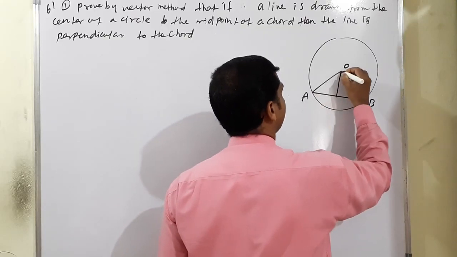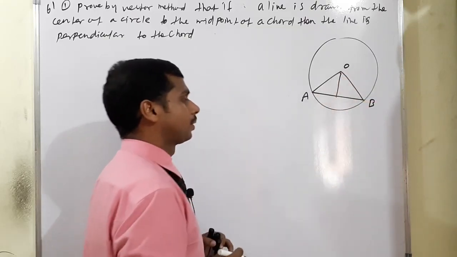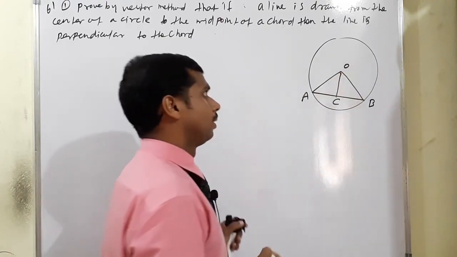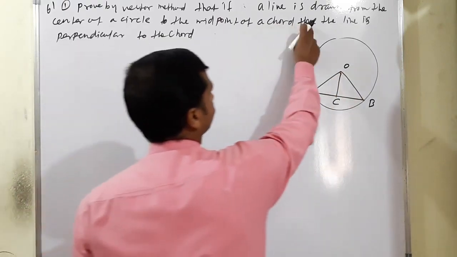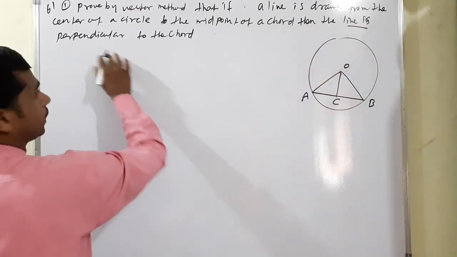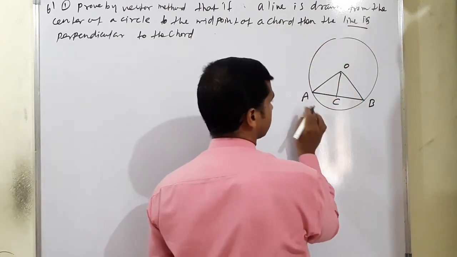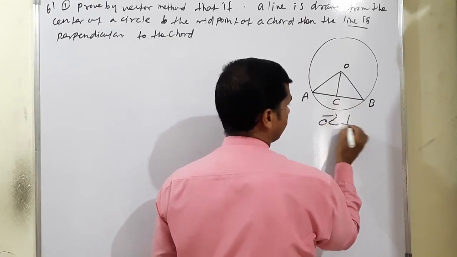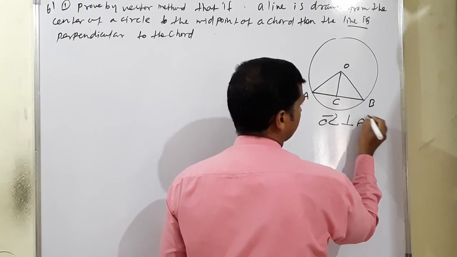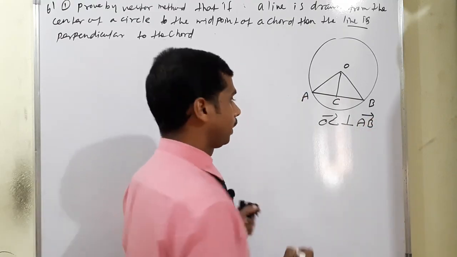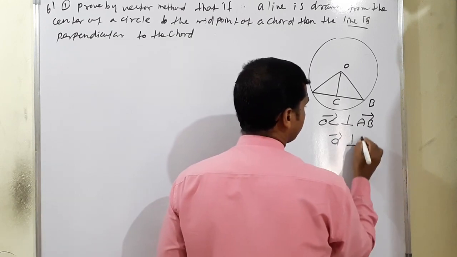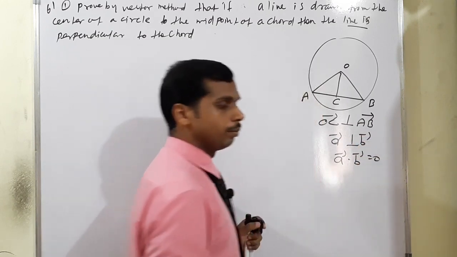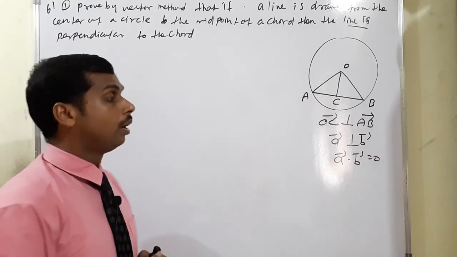For example, if you join, definitely we will get a right angle triangle, isn't it? This is the center O, and this is considered C. So the line from the center to the midpoint of the chord is perpendicular to the chord AB. We have to prove OC vector is perpendicular to AB. Already you know the meaning: A vector perpendicular to B vector means A vector dot B vector is equal to 0.